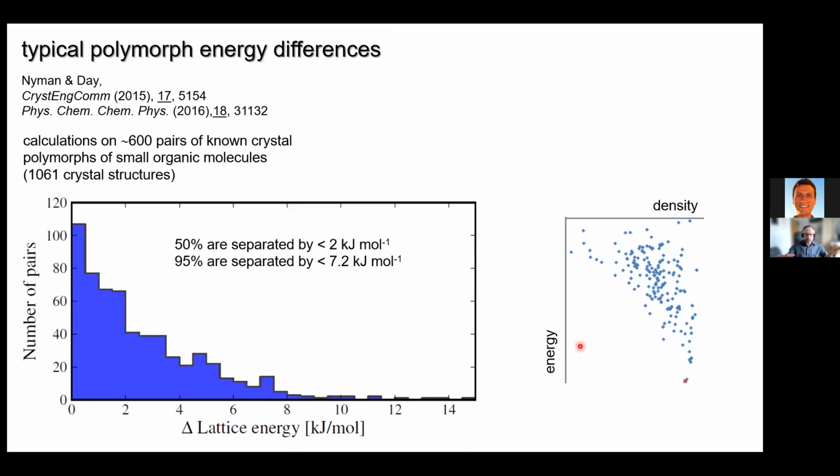And just to put those energy landscapes in context, we did this work, it's a while ago now, where we took lots of experimentally observed polymorphs of organic molecules. So this is where we have at least two crystal structures of an organic molecule, and we calculated the energy differences between them. And these often turn out to be very small. In over half of cases, it's less than 2 kilojoules per mole. And in 95% of cases, it's less than 7.2 kilojoules per mole. So these energy differences tend to be small, and that tells us where to focus on these energy landscapes once we have predicted them in terms of looking for potentially observable crystal structures.